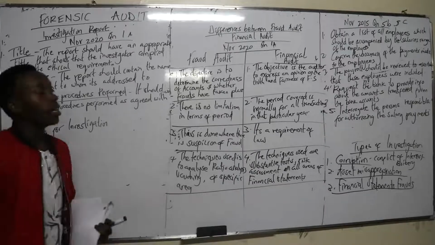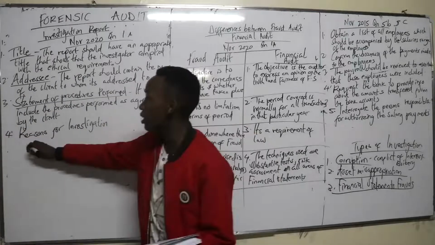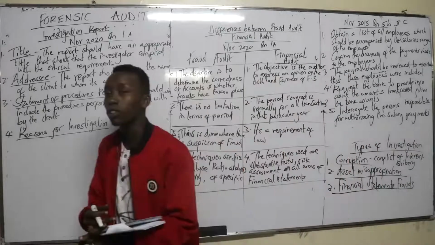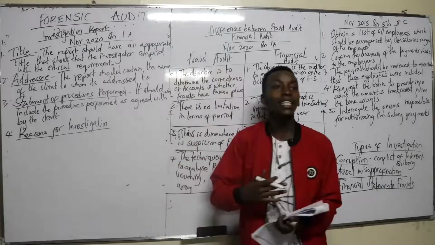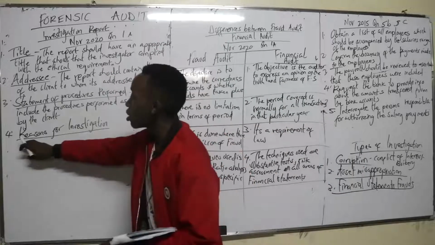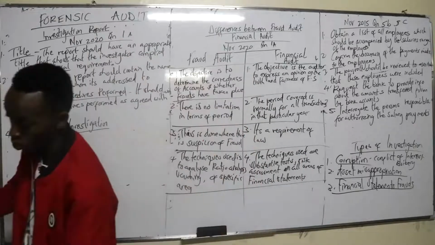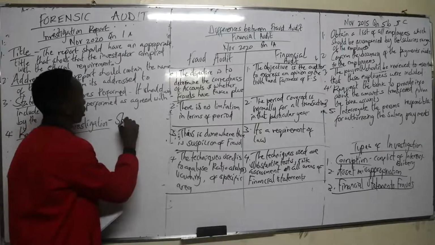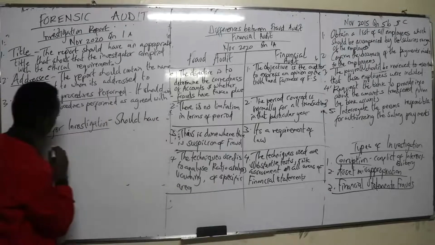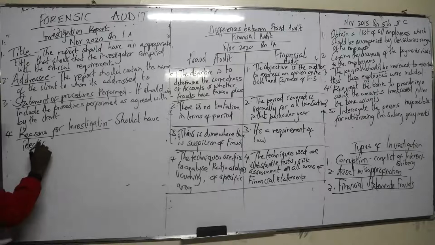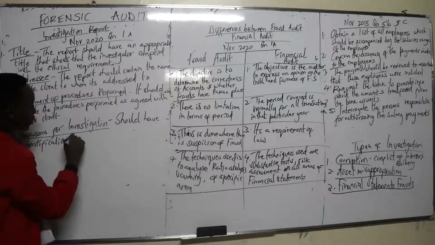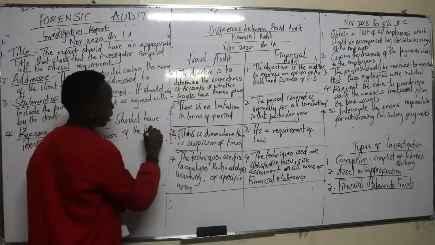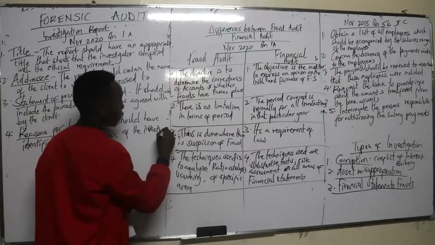So this comes back to the concept of why you were carrying out the investigation in the first place. For example, to identify the perpetrators of any form of fraud, and the nature and extent of the fraud that has been done. You would include this as part of the report. So it should have an identification of the purpose of the investigation.